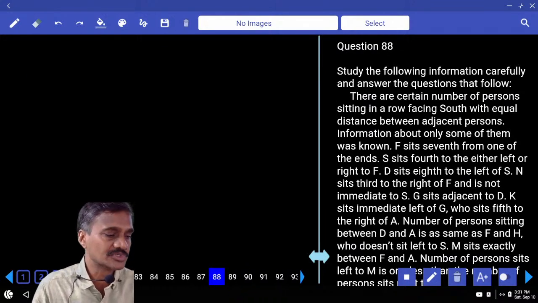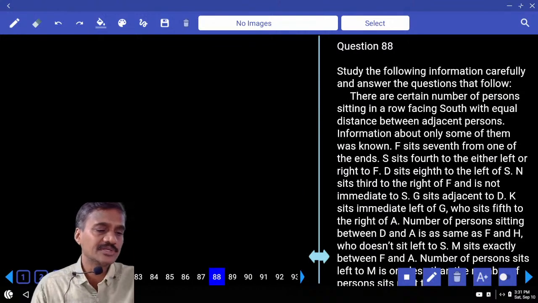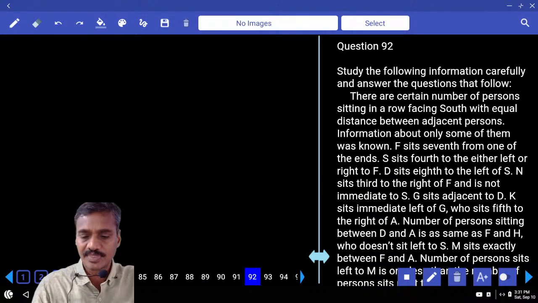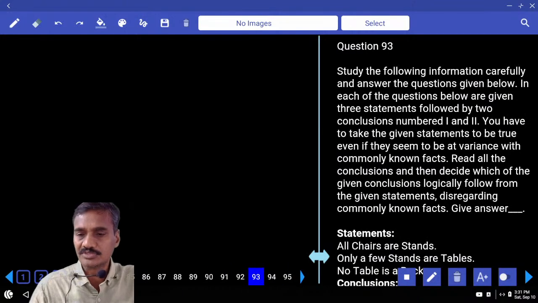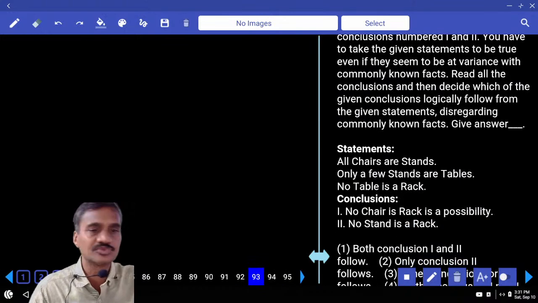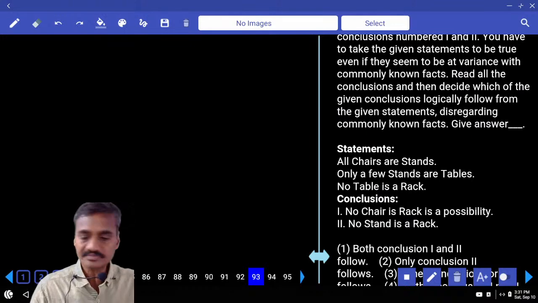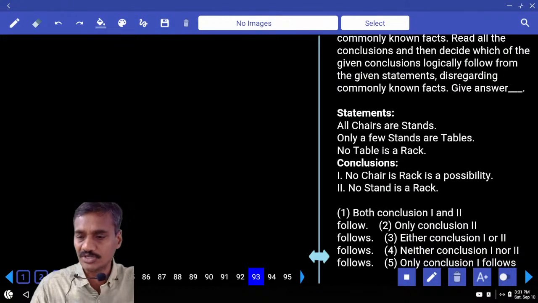88 to how many questions were there? 88 to 92, the 5 questions based on this. Then 93 onwards, 93 to 95. This will finish quickly. 93 to 95, syllogism: logically follows.